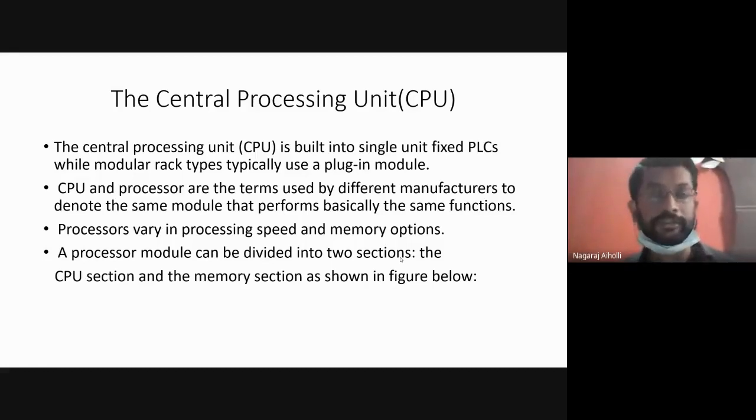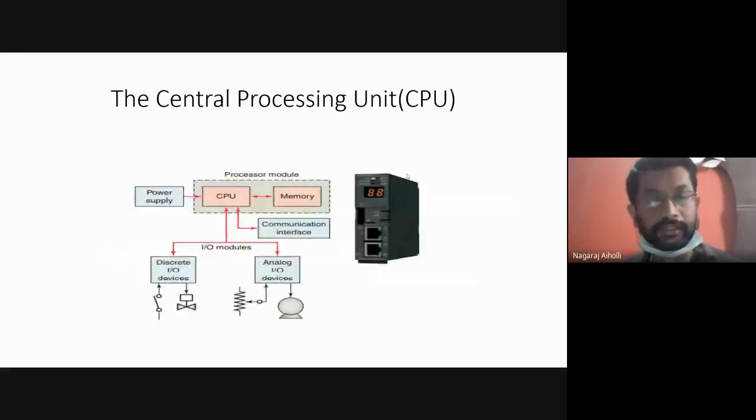Similarly, with the memory options, some may come with some GB, and some may come with higher gigabyte versions. The memory will also change from one type of PLC to another type of PLC. A processor module is divided into two sections: the CPU section and the memory section. That's what I told here. One is the CPU section, another one is the memory section.